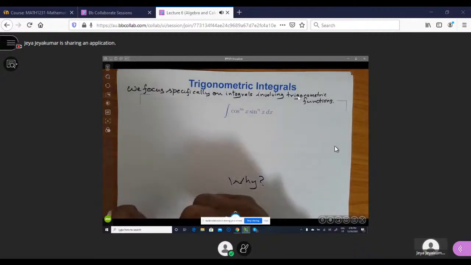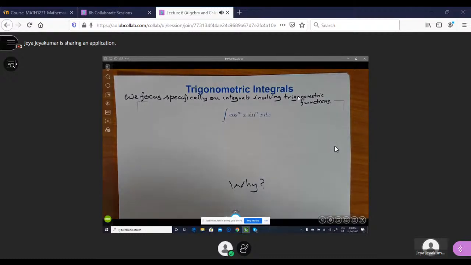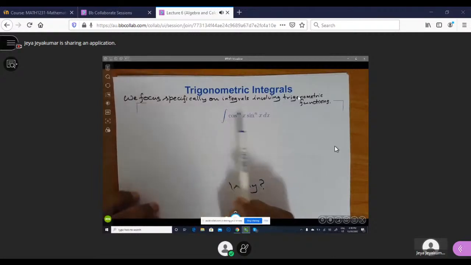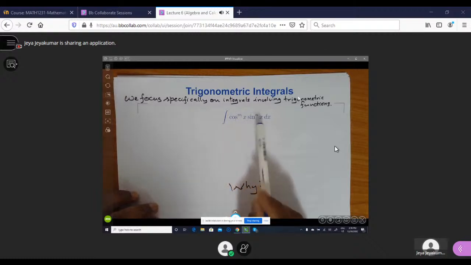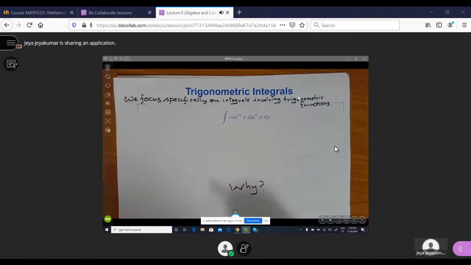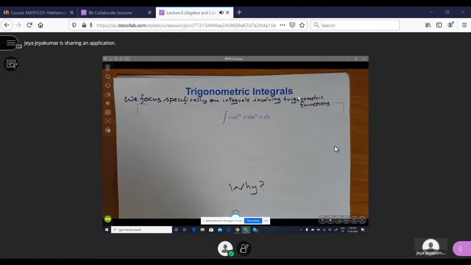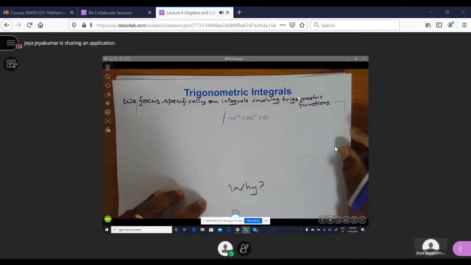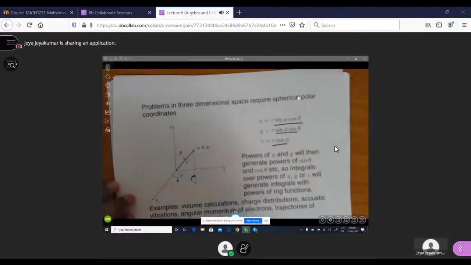So the topic we'll be focusing on today is trigonometric integrals. We focus specifically on integrals involving trigonometric functions, so integrals of this type: cosine to the power m of x times sine to the power n of x dx, where m can be an odd or even number, and the same for n. Now the question is, why do we want to look specifically at trigonometric integrals? The next slide gives you an answer.